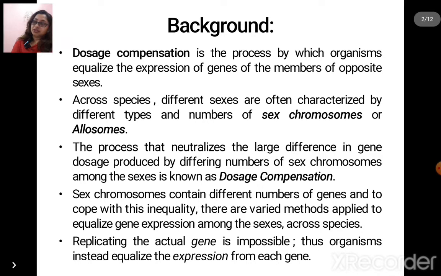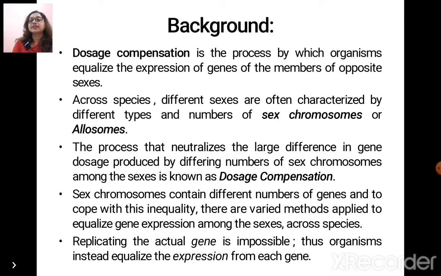Dosage compensation. It is the process by which organisms equalize the expression of genes of the members of opposite sexes. Across species, different sexes are often characterized by different types and number of sex chromosomes or allosomes present. The process that neutralizes the large difference in gene dosage produced by different number of sex chromosomes among the sexes is known as dosage compensation.